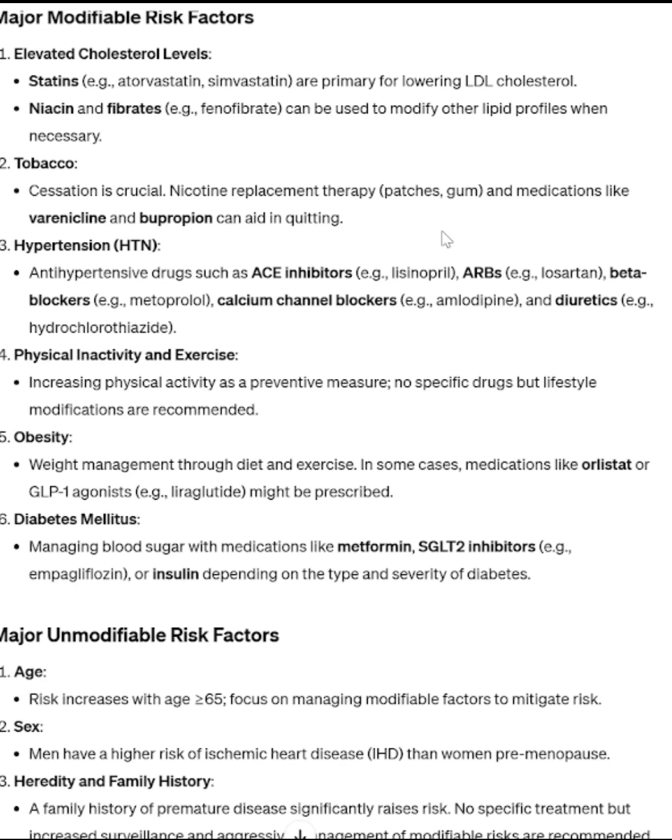Major unmodifiable risk factors. 1. Age. Risk increases with age to 65. Focus on managing modifiable factors to mitigate risk. 2. Sex. Men have a higher risk of ischemic heart disease, IHD, than women premenopause. 3. Heredity and family history. A family history of premature disease significantly raises risk. No specific treatment, but increased surveillance and aggressive management of modifiable risks are recommended.